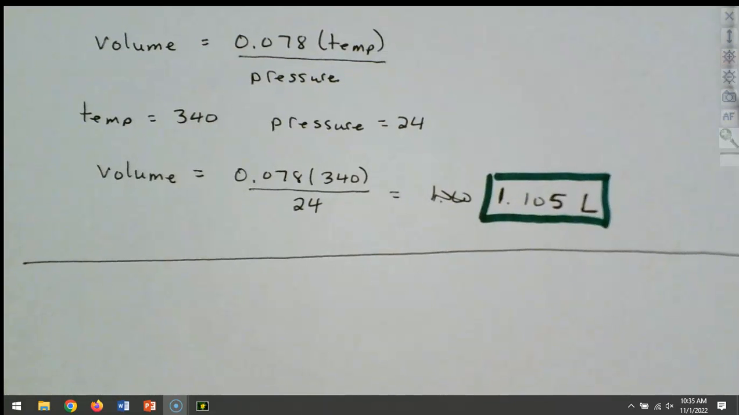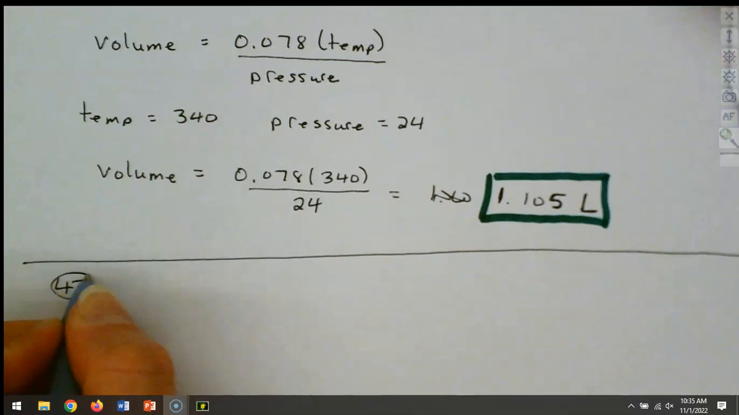Let's look at another one. Like I said, they're all kind of the same, but a little bit different. Let's look at 47. Body mass index.